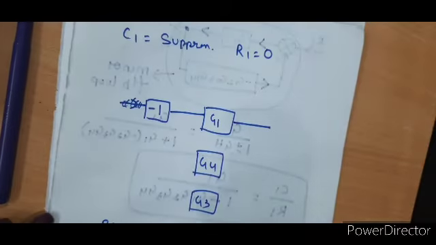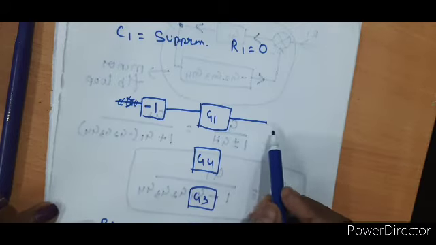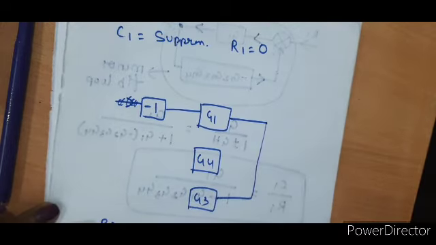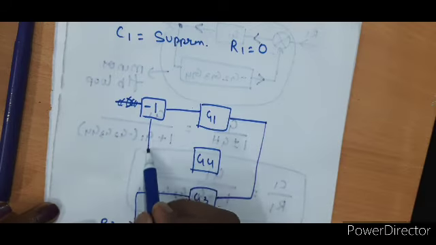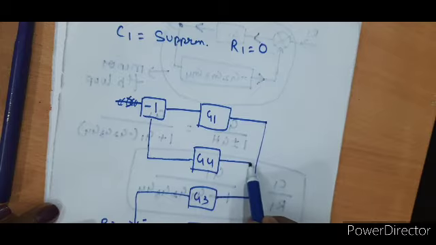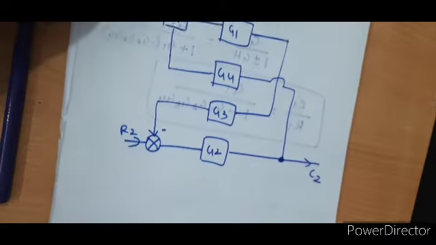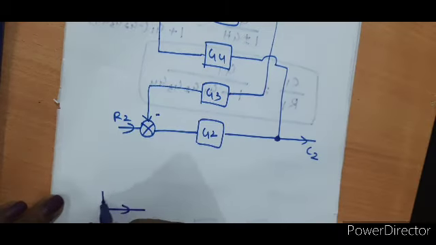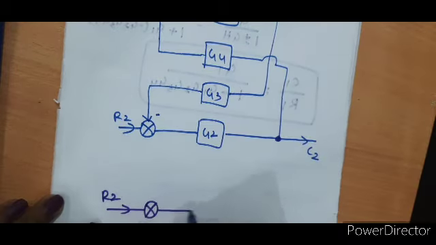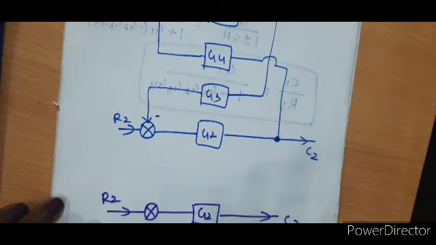Now from this circuit, from this point it should come to G3, and from G3 it should come to this point. Retain the circuit as it is. Now from this, one block is coming to G4, and from G4 it comes to this. Now first write the input and the output. I have R2 as input, one summing point, one block in the forward path, that is G2, and C2. This last output line I have written.